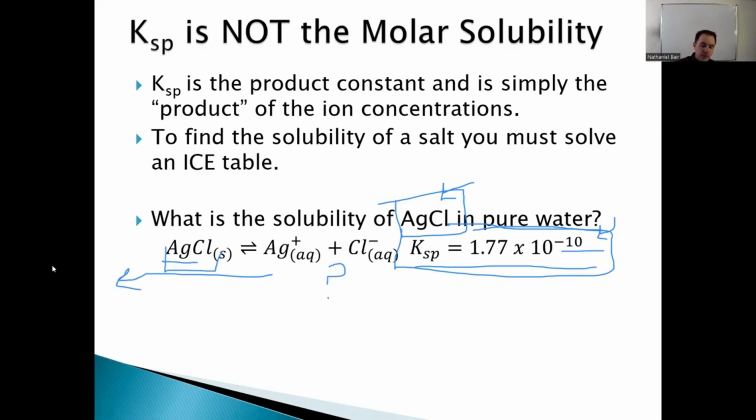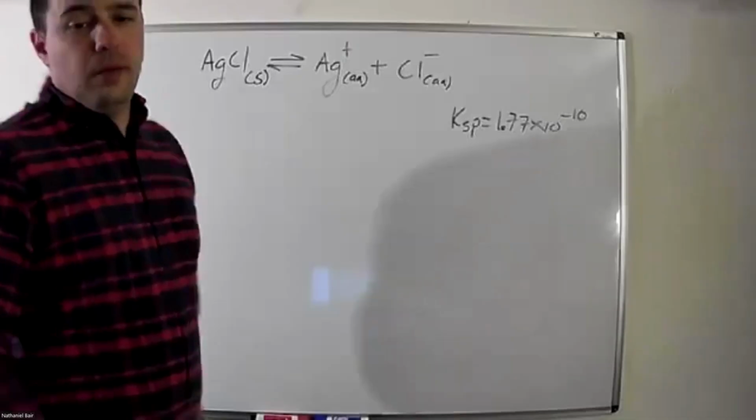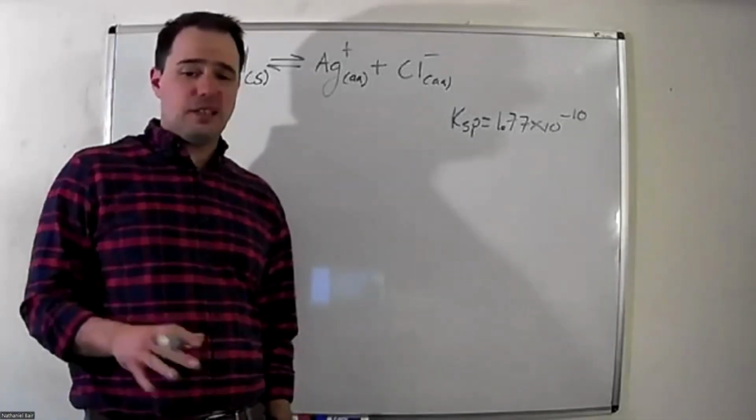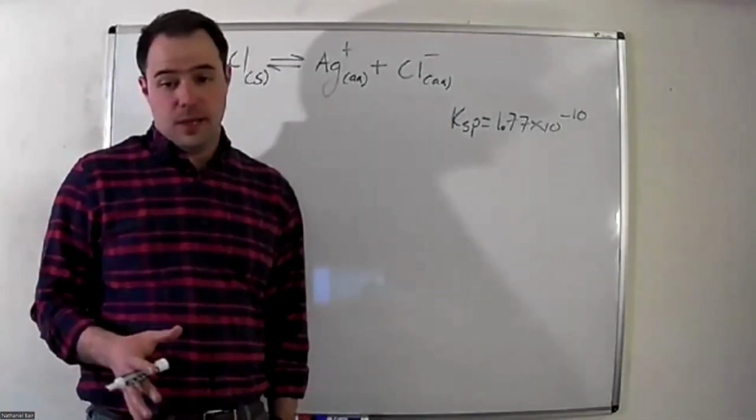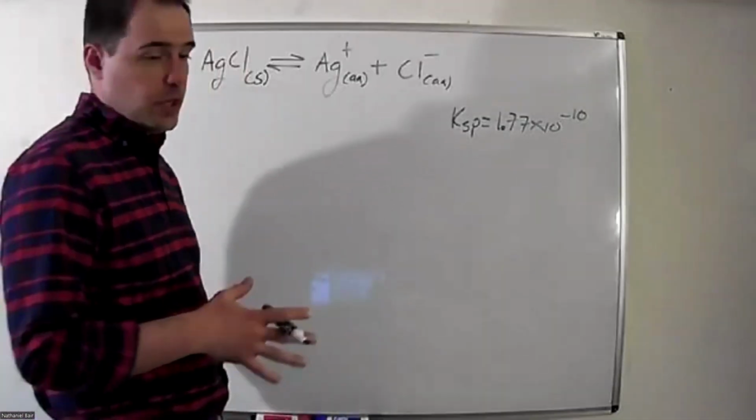So if you give me a second to copy some of this onto the board, I will, and then I'll make it full screen. Really, the only difference with KSP problems is we use an S for solubility instead of an X. So we're still going to make an ice table. Now, here's the key. Okay, before we get ahead of ourselves, let's write that mass action expression for this.